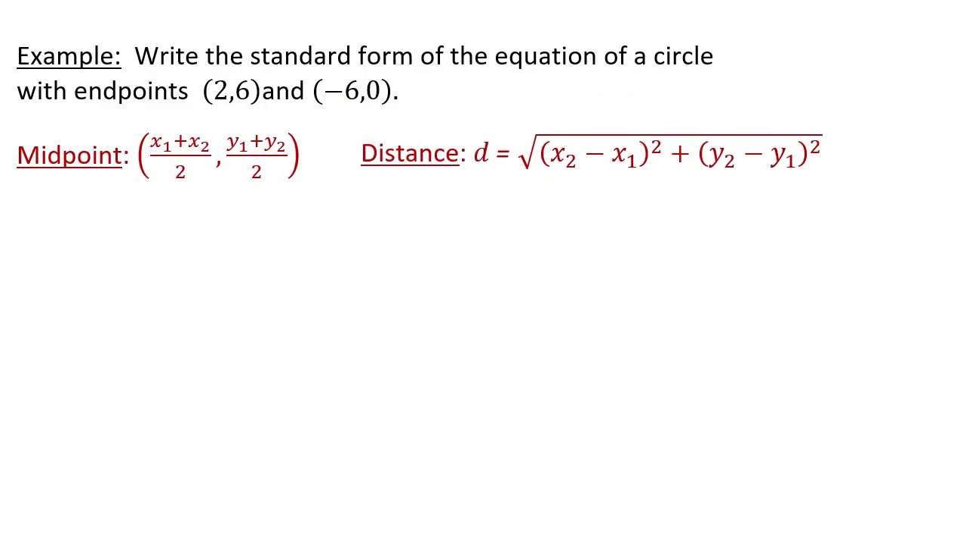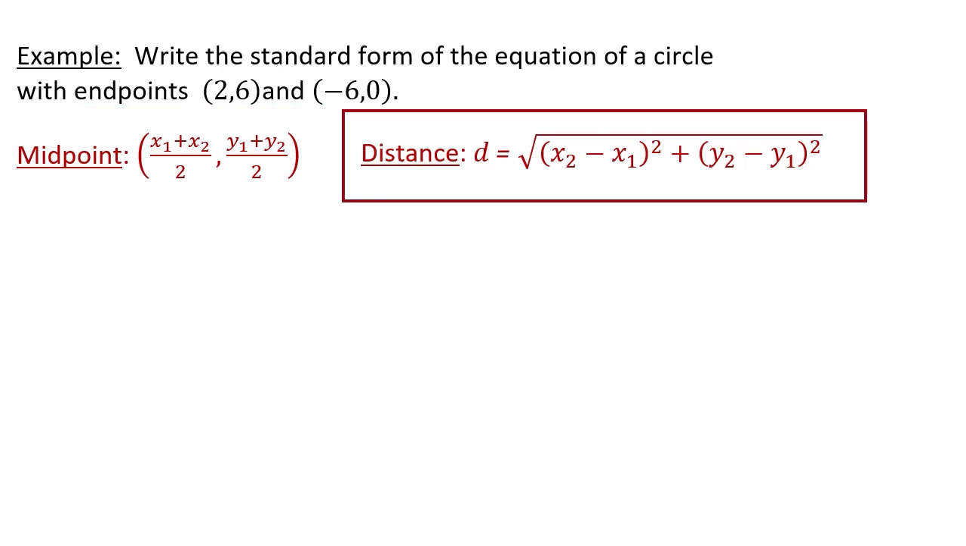We are going to need two formulas to complete this task. The midpoint formula, (x1 plus x2) divided by 2, that's halfway between the x values, and (y1 plus y2) divided by 2, halfway between the y values. And then the distance formula, the distance between the 2 points, that's the square root of (x2 minus x1) squared plus (y2 minus y1) squared.